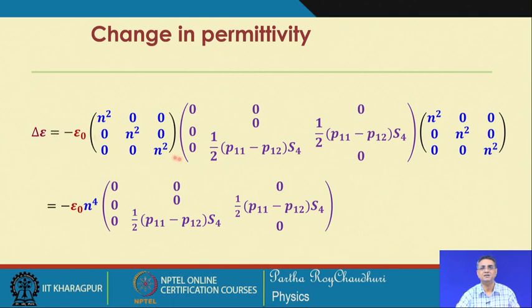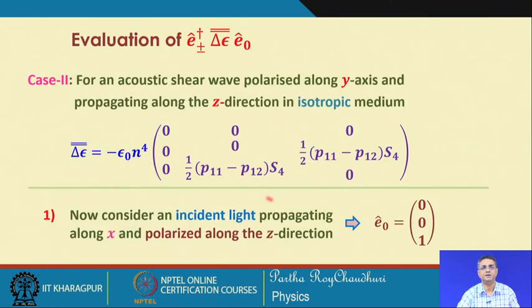Therefore, delta E, again you do post multiplication and pre multiplication by this permittivity matrix to this delta eta matrix, then it gives you this equation, which is along the same line that we have done earlier in the case of longitudinal waves. So, we end up with this, but this time these are the two non-zero elements in the change in the permittivity tensor.